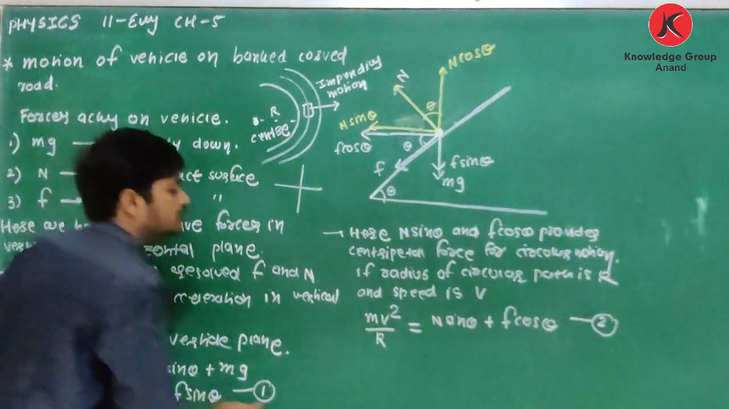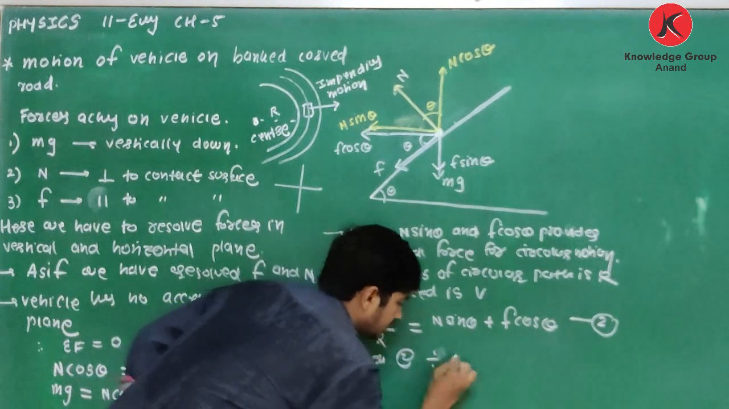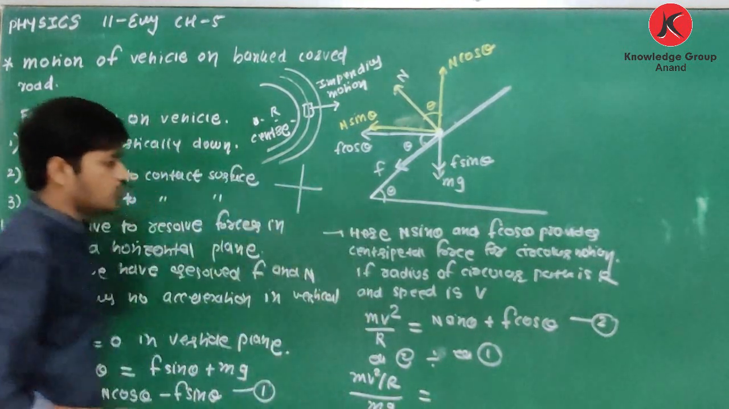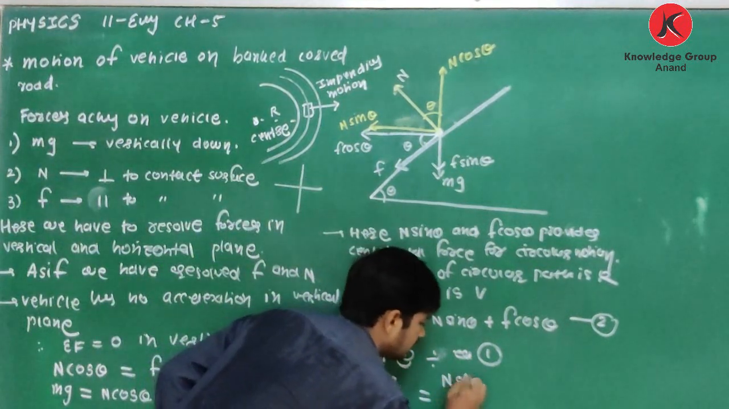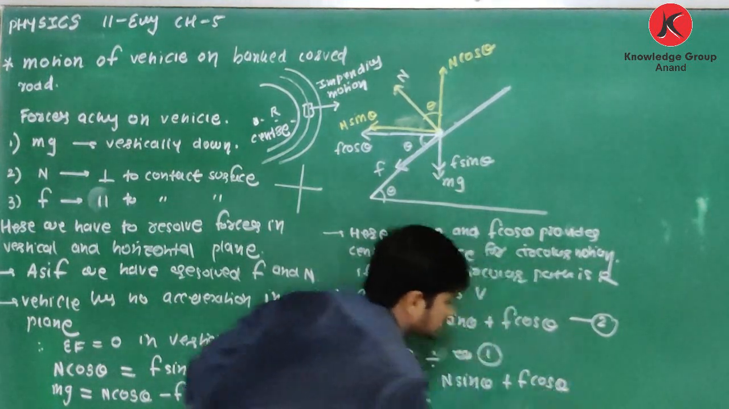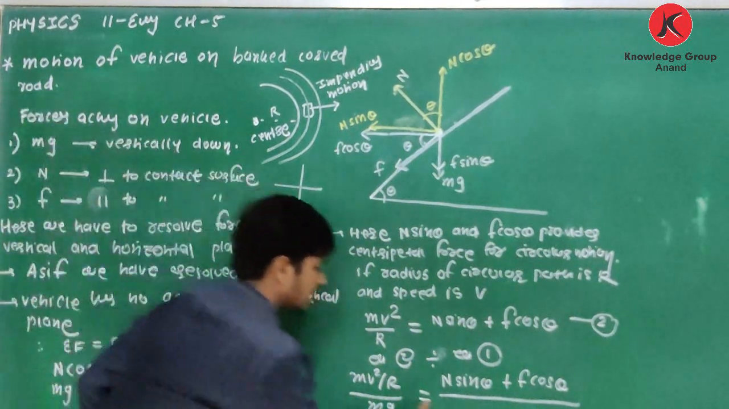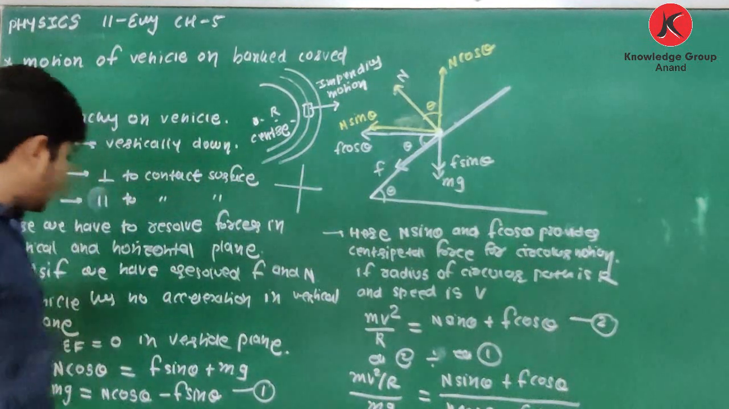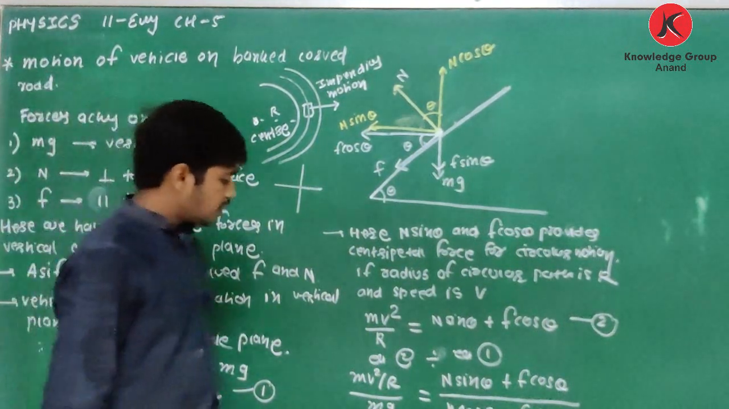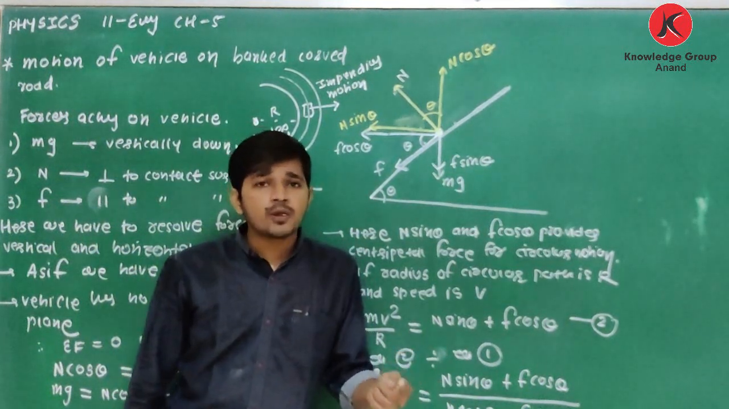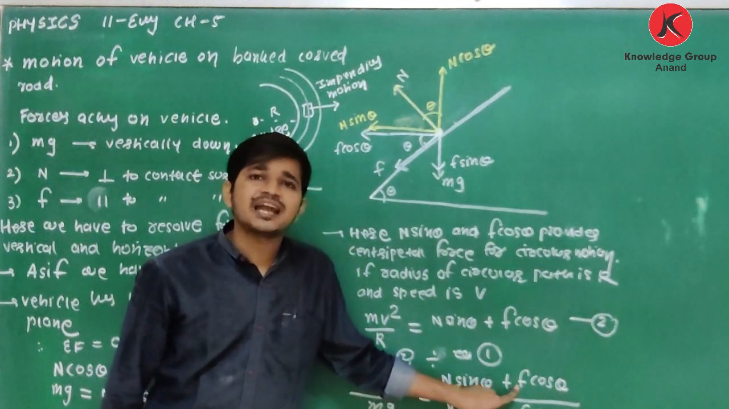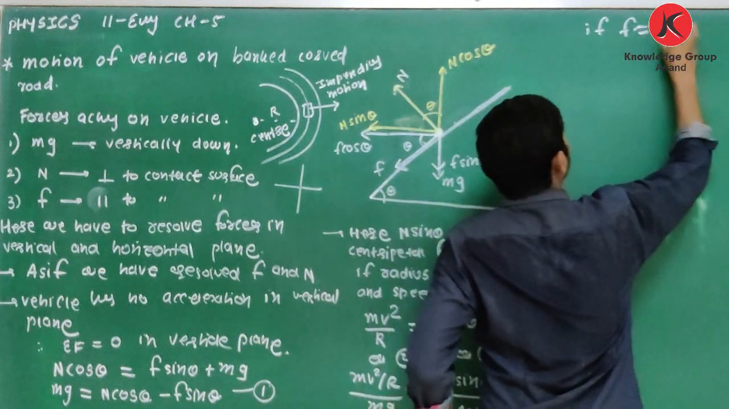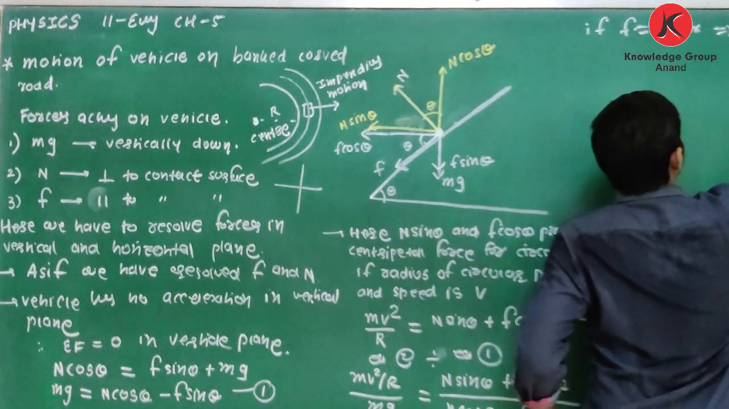Now I am taking the ratio of equation 2 divided by equation 1. See, m v square upon r divided by mg is equal to n sin theta plus f cos theta divided by, in the denominator, n cos theta minus f sin theta. Clear about this? Now, in the last lecture we also discussed that if friction force is more then speed is also more. So if I take this friction as Fs maximum, then I can write this V as V maximum.